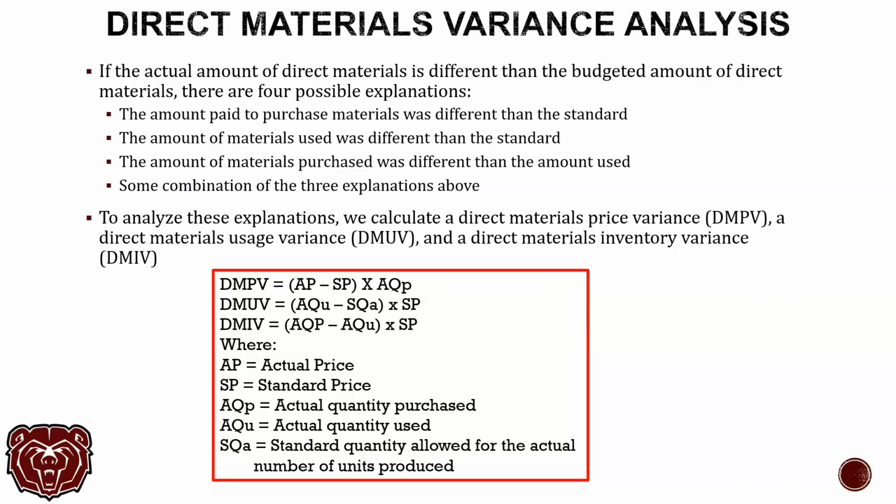So in order to analyze these explanations, find out what exactly is happening, we're going to calculate a direct materials price variance, a direct materials usage variance, and a direct materials inventory variance. Again, this box outlined in red here, I would find a way to make sure you have access to it in your notes. Write it down, get familiar with these formulas. These are probably the trickiest part of this chapter. It's just memorizing these formulas and when you're going to use them.